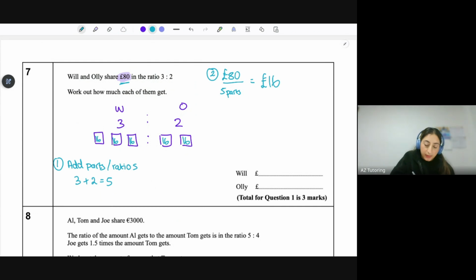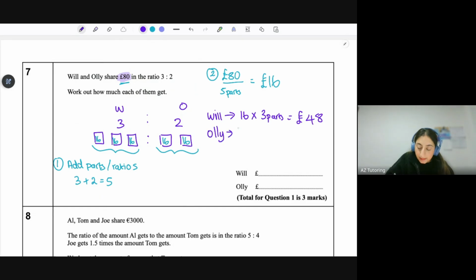Now we can just add up the total amount. We can add what 3 parts is going to be equal to. We can add what 2 parts are going to be equal to. Work out how much each of them get. So Will is going to get 16 times by 3 parts. 16 times 3 is just £48. And Ollie is going to get the £16, which is 1 part, times by how many parts he's got? He's got 2 parts. 16 times 2 is just £32. So that's how much each of them get.